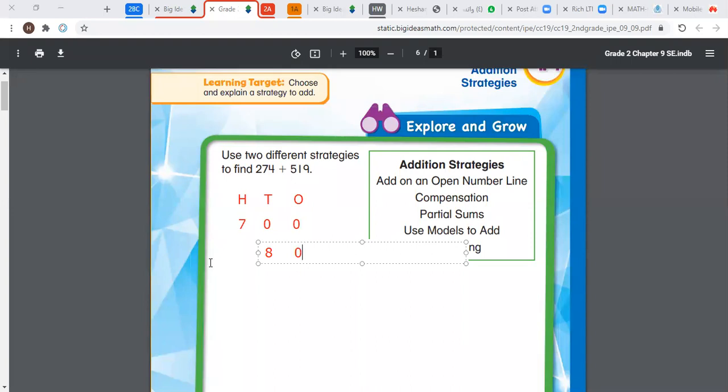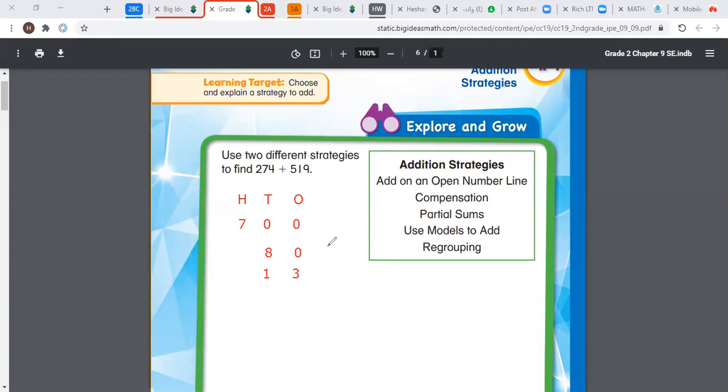Now, how many ones in all? We have ones here. Yes. 9 plus 4. 9 plus 4 equals what number? 13. So let's write 13. In the number 13, we have 1 ten and 3 ones. So let's write here 1 and here 3. Okay, that's right. Very good, Ahmed.